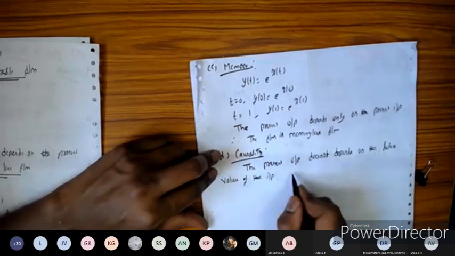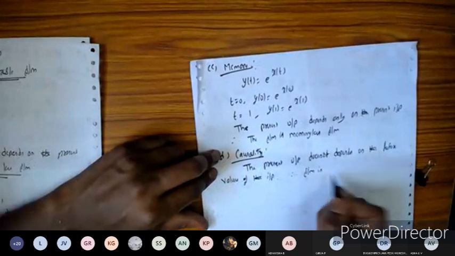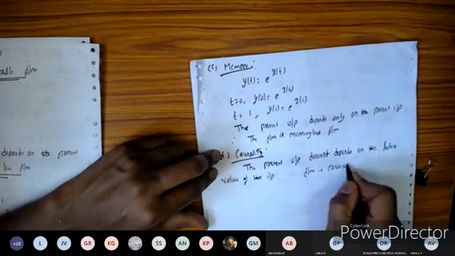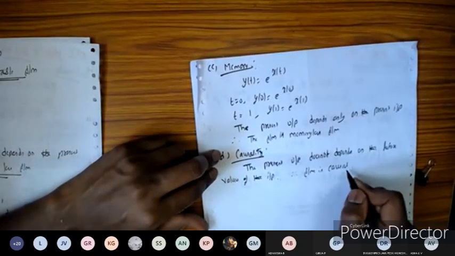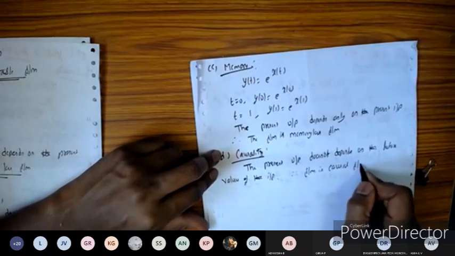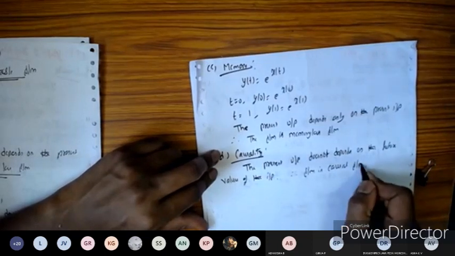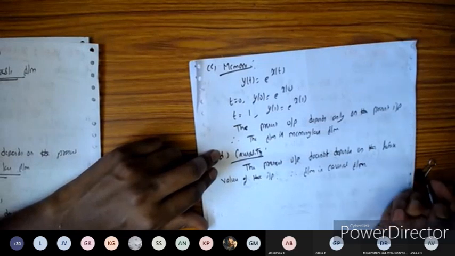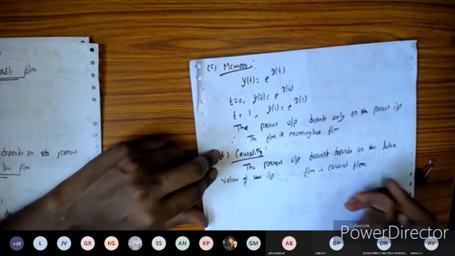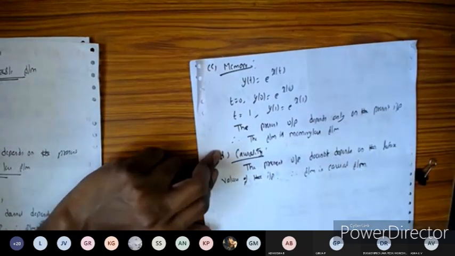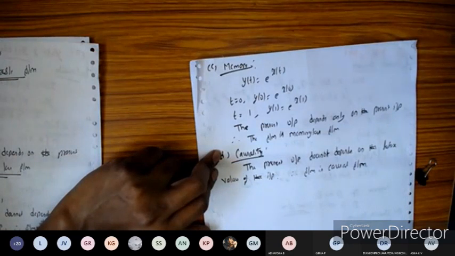So therefore the system is a causal system here. It is not a non-causal system, it's a causal system. A causal system is nothing but one where the present output does not depend on the future values of the input. That one you're going to call the causal system. Okay, done, right?